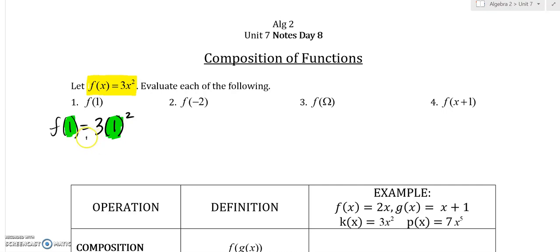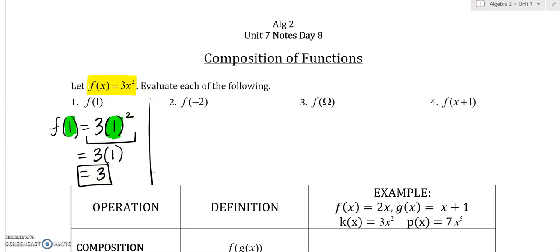Then from here we want to see how we can break this piece down and simplify it, order of operations, PEMDAS. I'm going to do parentheses first and exponent. So 1 squared, 1 times 1 is just 1. Then I can multiply and I get my answer of 3. So when I plug 1 into this function, I get out a 3. Okay, let's try the next one.